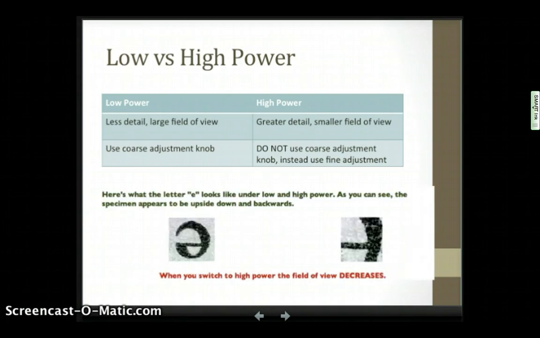And we can see here what happens. The figure on the left is low power. The figure on the right shows us a zoomed in high power. And those are the tools that we use in Living Environment.